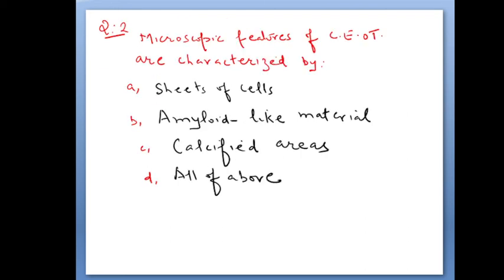Two microscopic features of COT are characterized by sheets of cells. You've got prominent intercellular bridges. There is amyloid-like material which is an amorphous hyalinized structure, eosinophilic. There are calcified structures in the form of Liesegang rings. So option number D is correct.